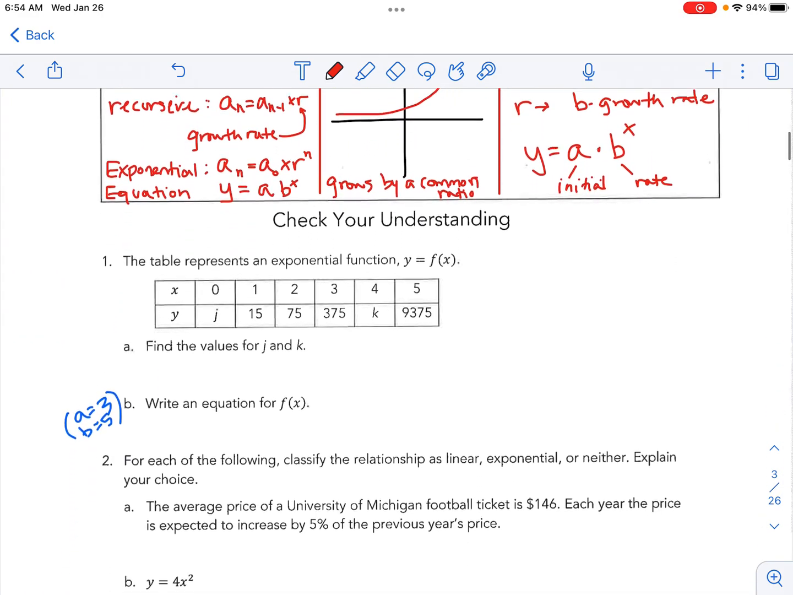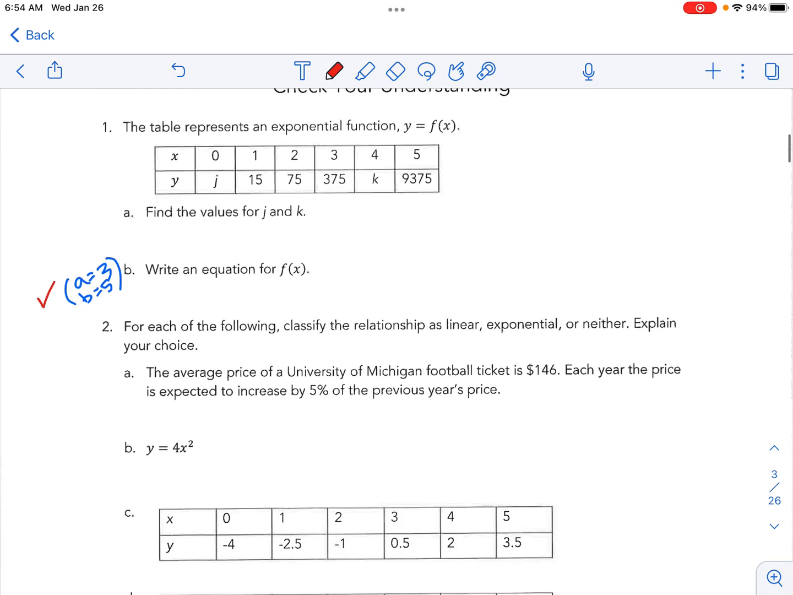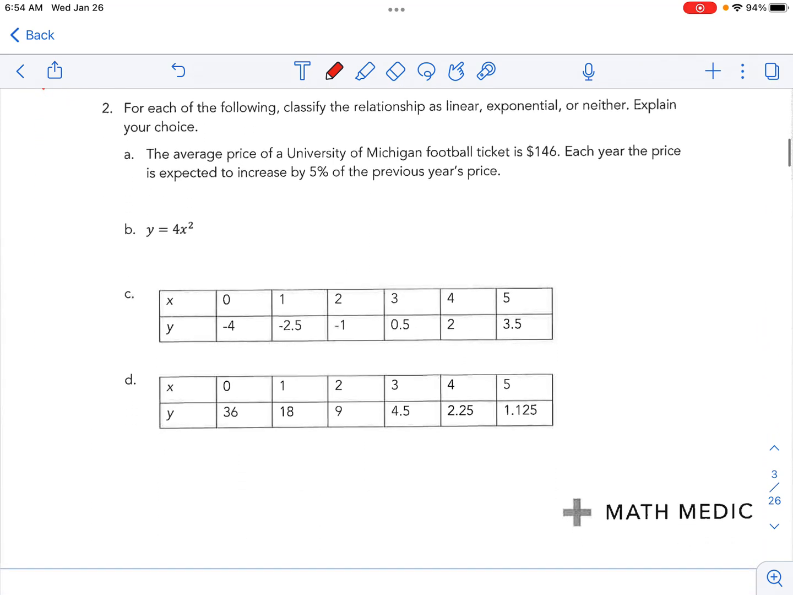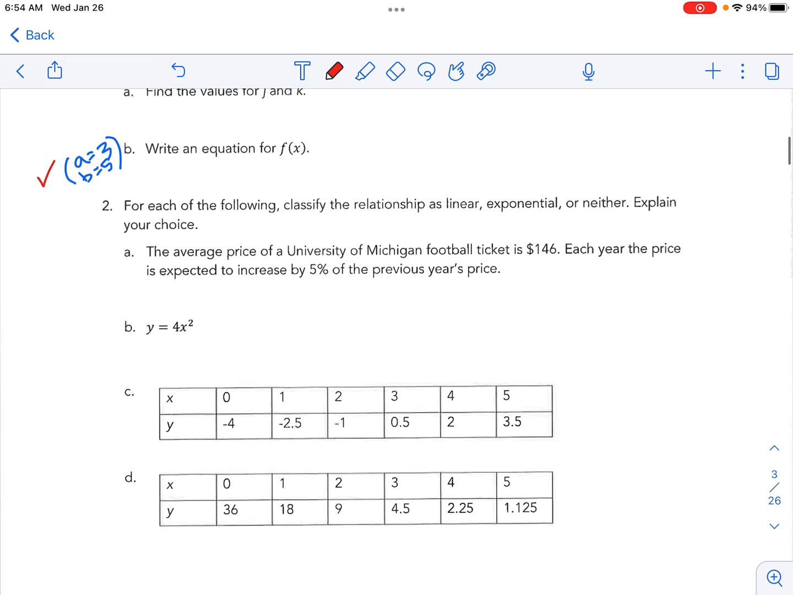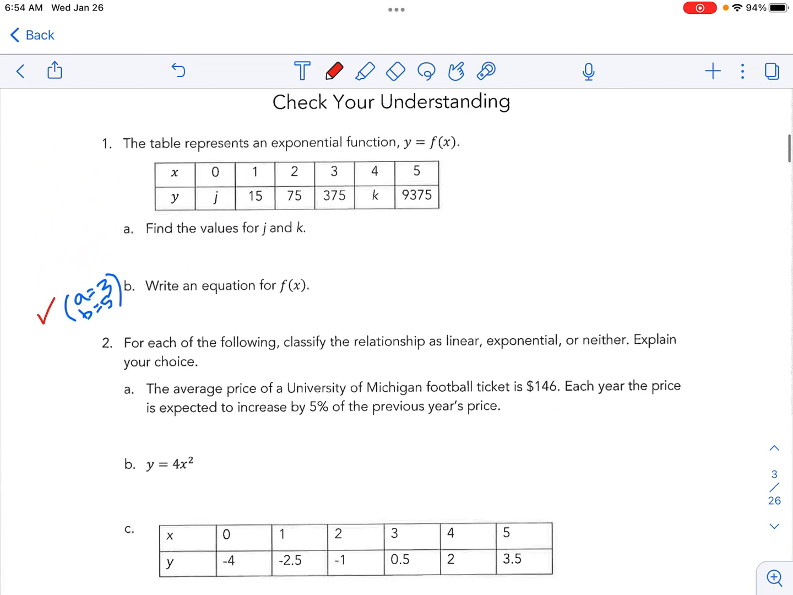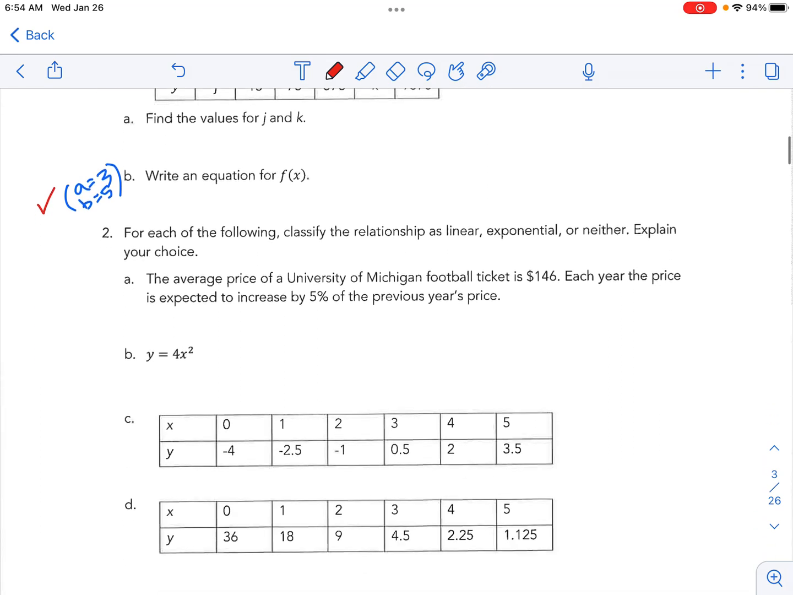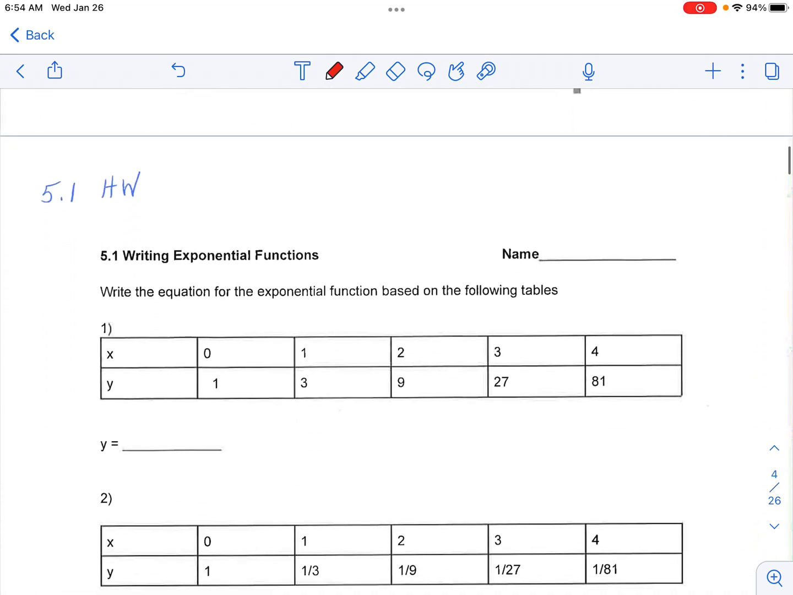Okay, so what you should do is do the check your understanding, and I've given you some answers along the way just to give yourself an idea of whether or not you're on the right track. And then you can check your answers in Blackboard. We have full notes that you can check your answers against. And then the homework follows this, and here's the homework.